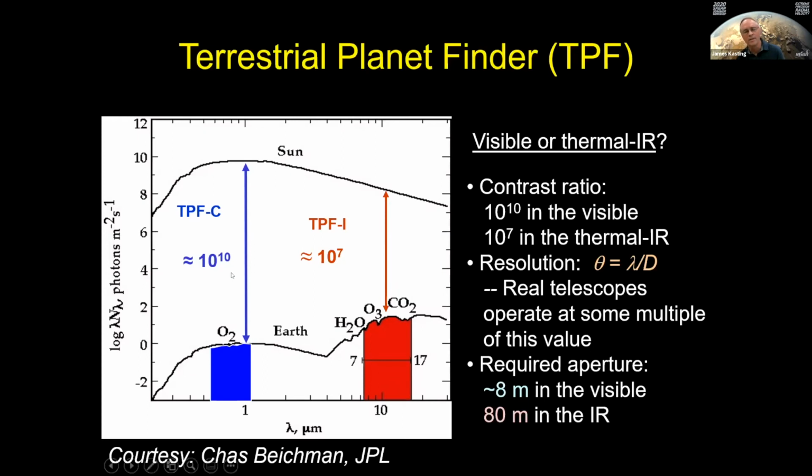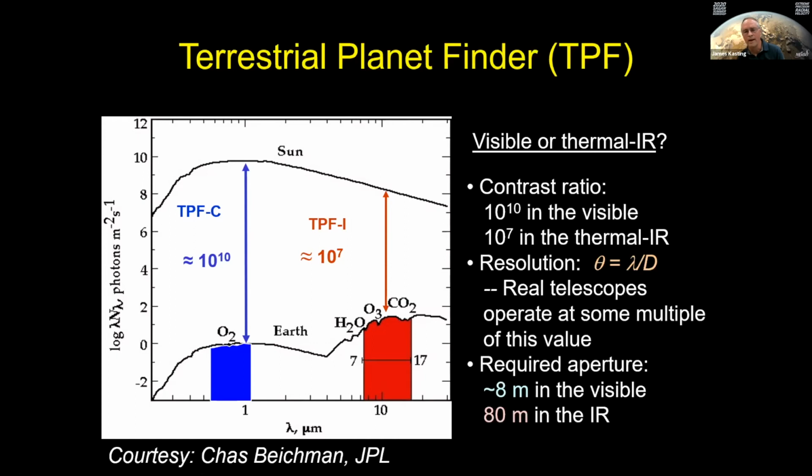In the visible, the sun is 10 to the 10th times brighter than the Earth. And that's a real challenge. You have to dim out the starlight by a factor of 10 to the 10th in order to see the Earth. In the thermal infrared, the sun is only 10 to the 7th times brighter. And I say only with quotation marks. It's still much brighter, but the contrast ratio is more favorable. So the initial thinking, in fact, when Chaz was running the TPF Science Working Group, we were focused on the thermal infrared region, as I'll show in a moment.